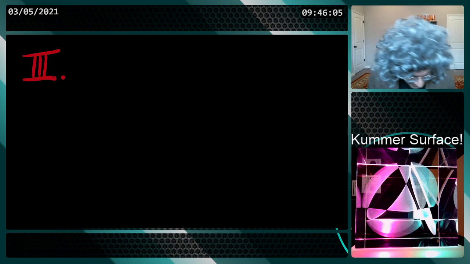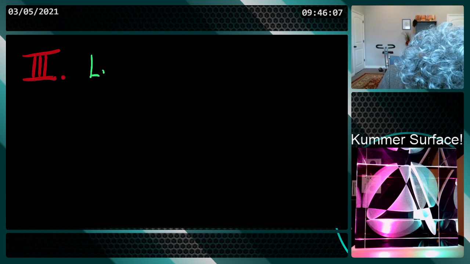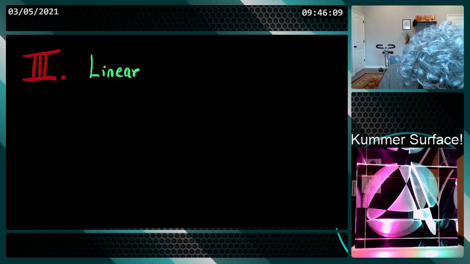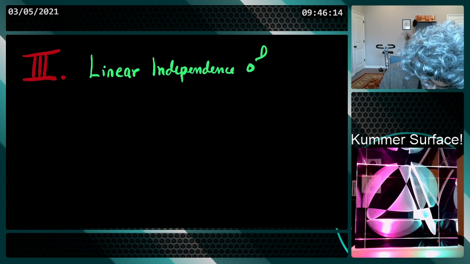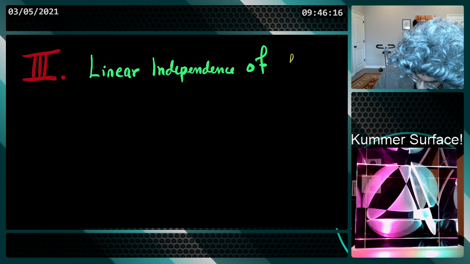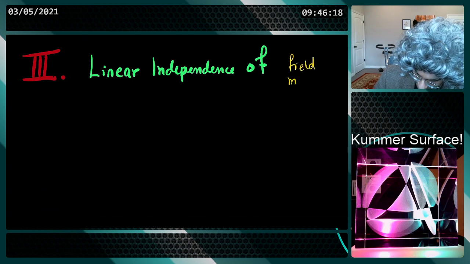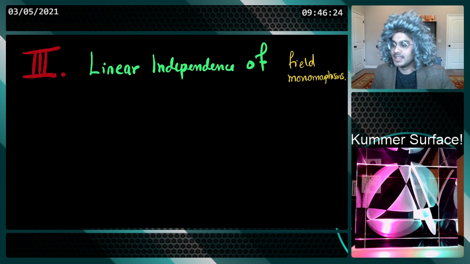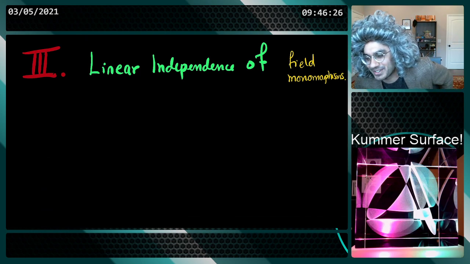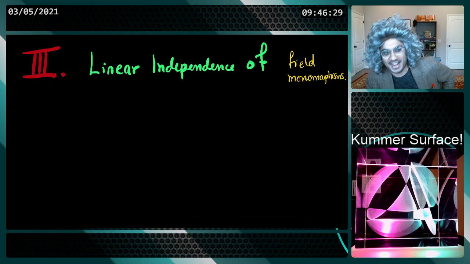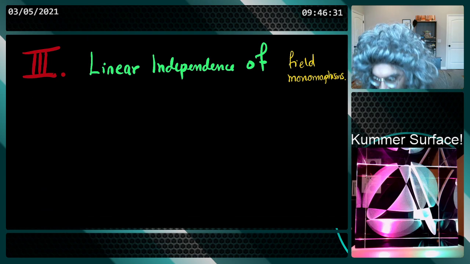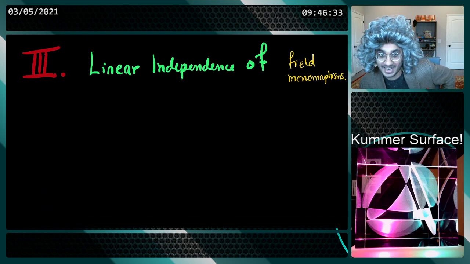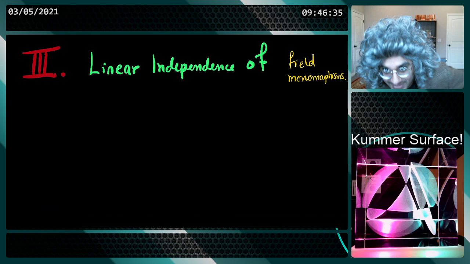Okay, so here's the setting. We're going to do linear independence of field monomorphisms. Yes, he used the scalpel to cut things. Actually, no, he didn't really. He didn't use this scalpel for cutting, actually.